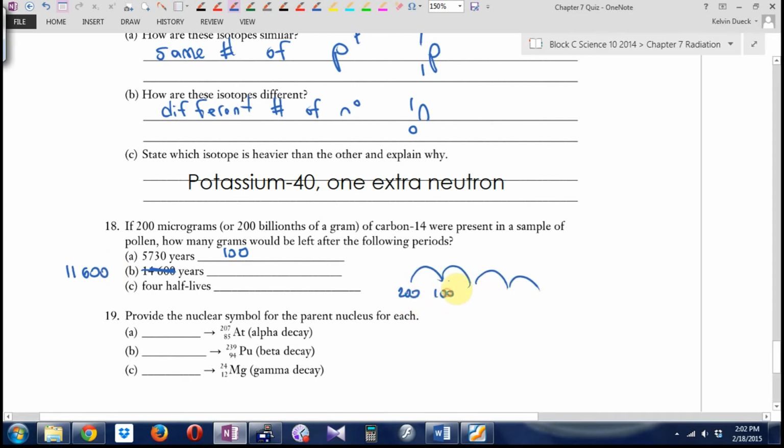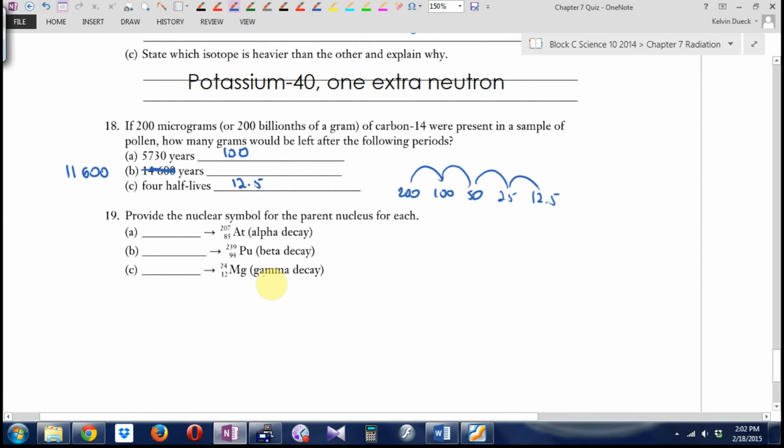200, 100, 50. Sorry, 200, 100, 50, 25, 12.5. And again, the half-lives are the loops, not the bumps, because I know I've written 5 numbers. It's because you're starting with something. So what was it? 12.5?